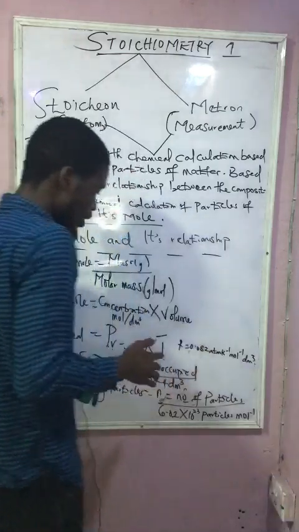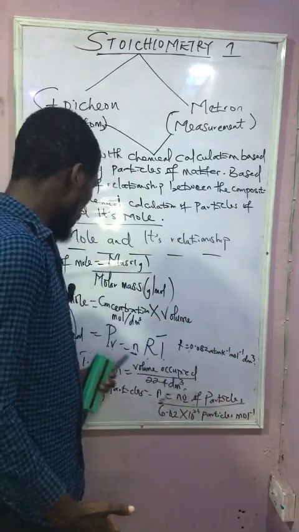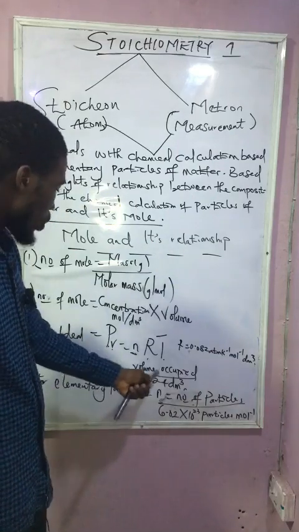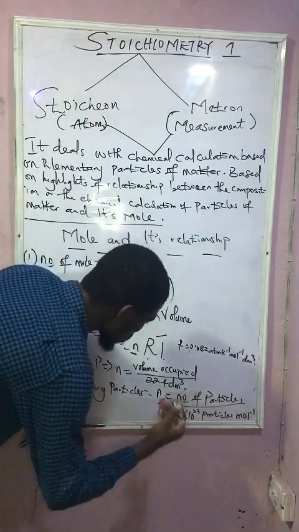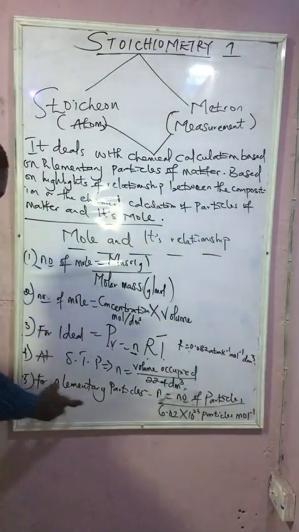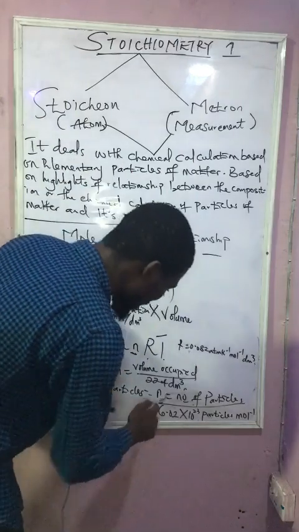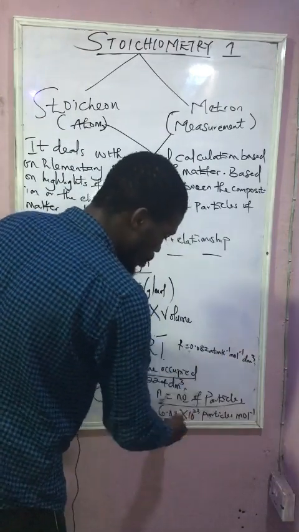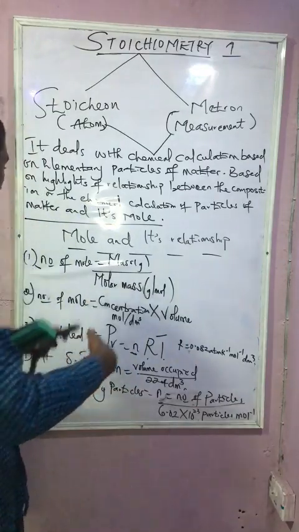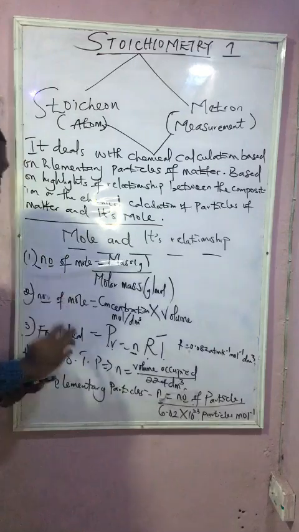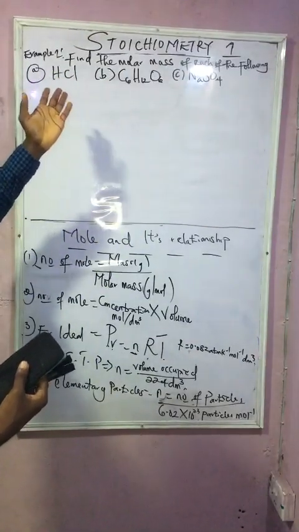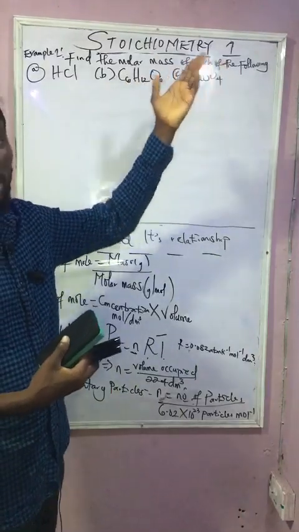A given mass. For solution and for ideal gas, we have this, while for this, volume occupied divided by 22.4 dm cube, and for this, for elementary particles, number, which is n, equals number of particles divided by Avogadro's constant. So guys, with all what you have on the board, we are going to play with some examples under each of them. So now let's take a look at this example 1. It is stated clearly that we are to look for the molar mass of each of the following.